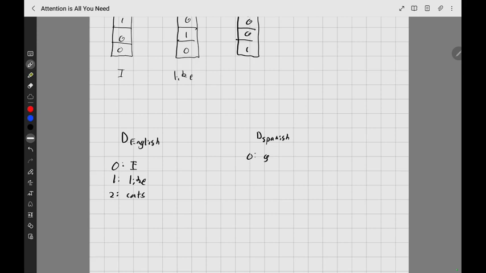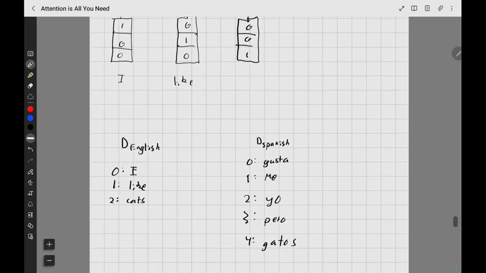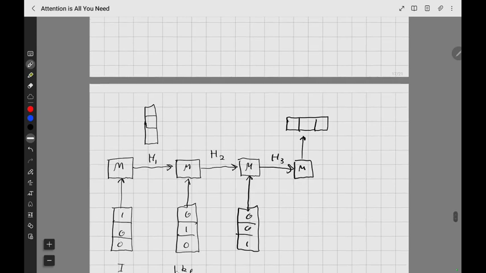Actually, I'm going to change this up a little bit. Gusta, 1, me, 2, apples, and so on. Actually, I'll make this a little bit more interesting. Add some arbitrary words in there that we're not going to use. So what this does is it outputs a distribution over all the words. So how likely does it think each word is going to be? This will be a 5-part vector.